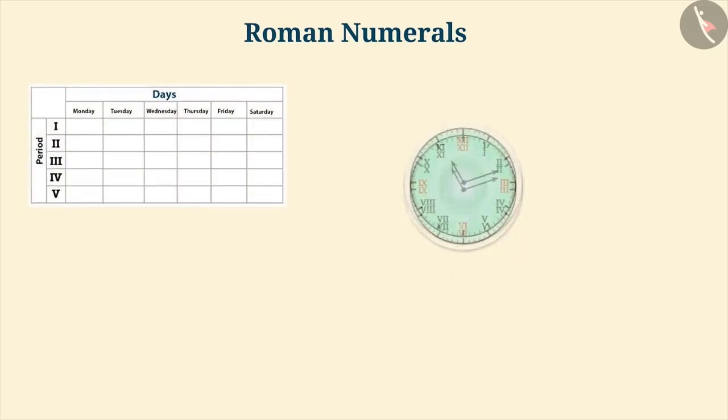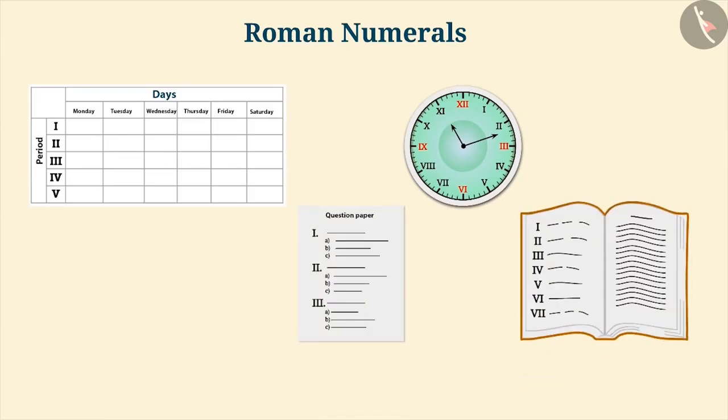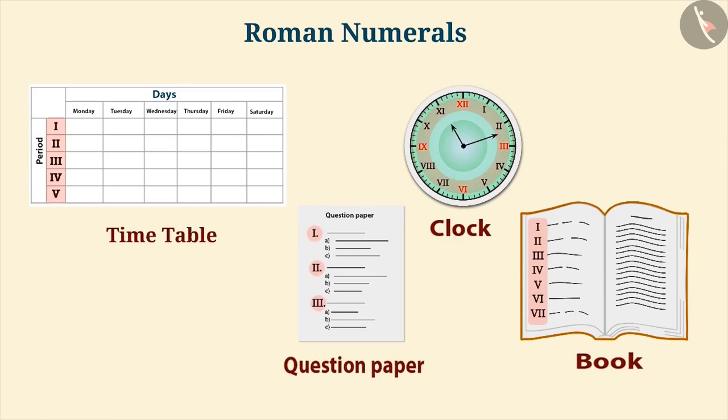You might have seen Roman numbers while reading and writing. They can be seen in the school timetable, clocks, books, question papers, and many more. Let's understand this system.